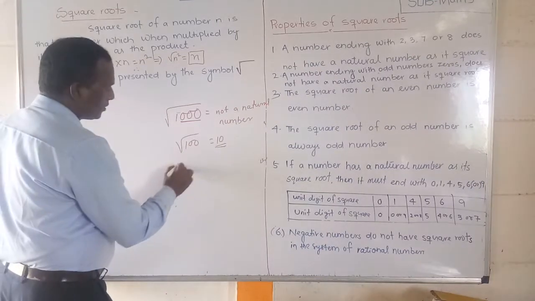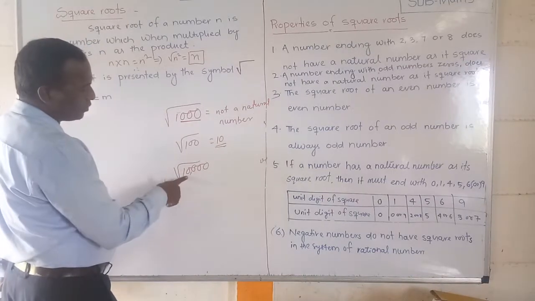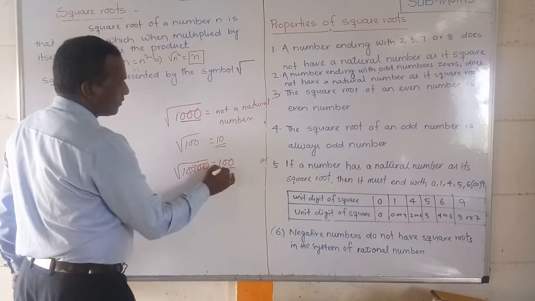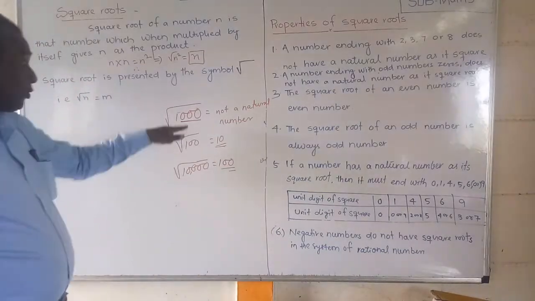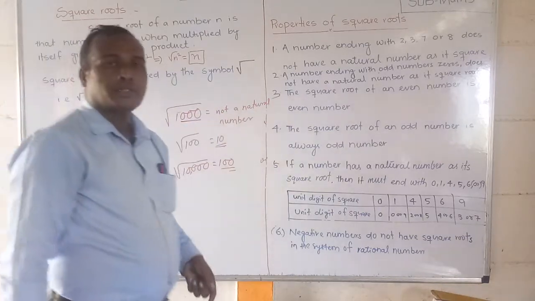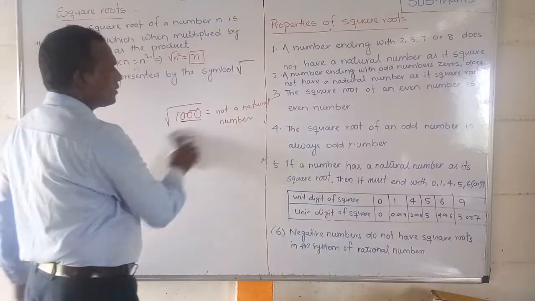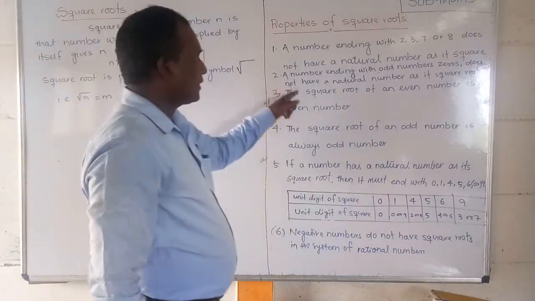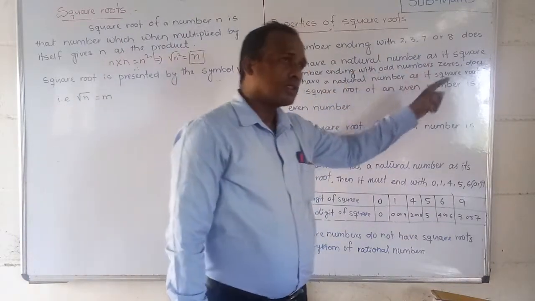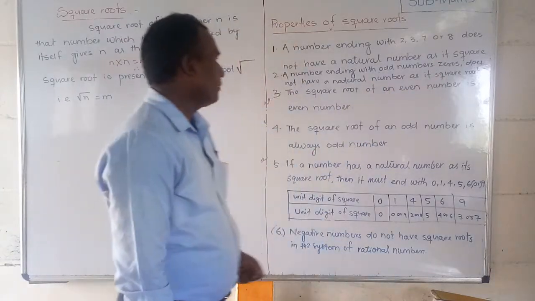If you say 10,000, how many zeros? 4 zeros. That means an even number of zeros. So how much will come? 100. The square root is equal to 100. But if there is an odd number of zeros, it will not come as a natural number square root. Okay, so that is the second property: a number ending with an odd number of zeros does not have a natural number as its square root.